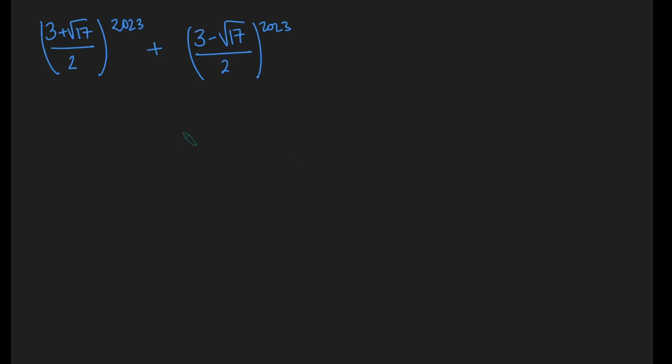Okay, so the way that we're going to solve this problem is kind of just by ignoring this 2023 and replacing it with a general number n, and then at the end we'll think about what happens when n is 2023. Okay, well what I'm going to do first is just call this number here a, so (3 + √17)/2 I'm going to call a, and this guy here I'm going to call b. And so we're interested in a^n + b^n.